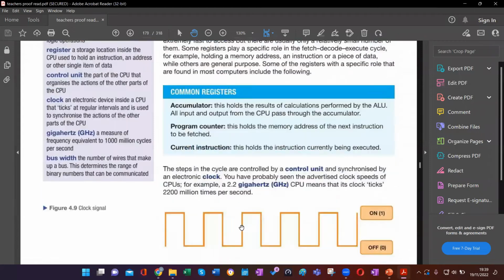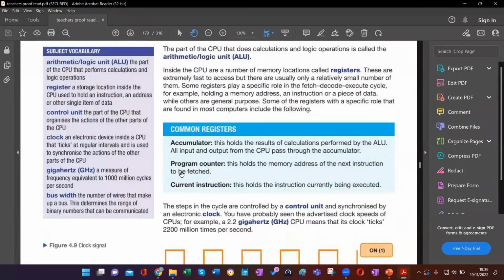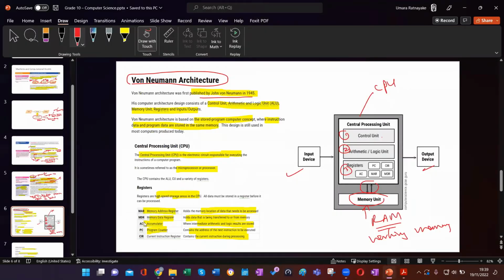Okay, wait a minute. I think they have given them. Yes, they have given three: accumulator, program counter, and CIR. And those three are here. Accumulator, program counter, CIR are there, except that two more are listed here.